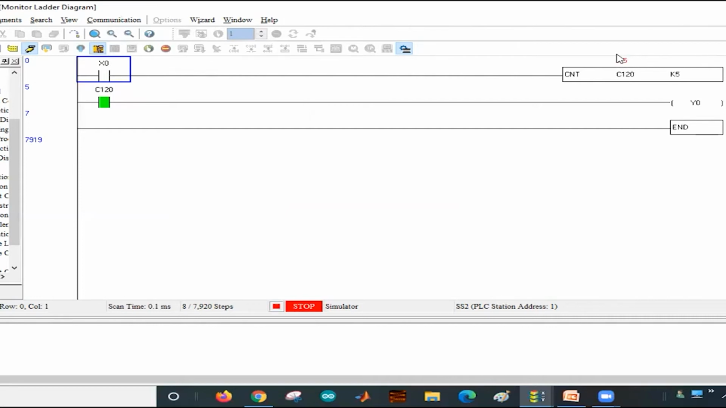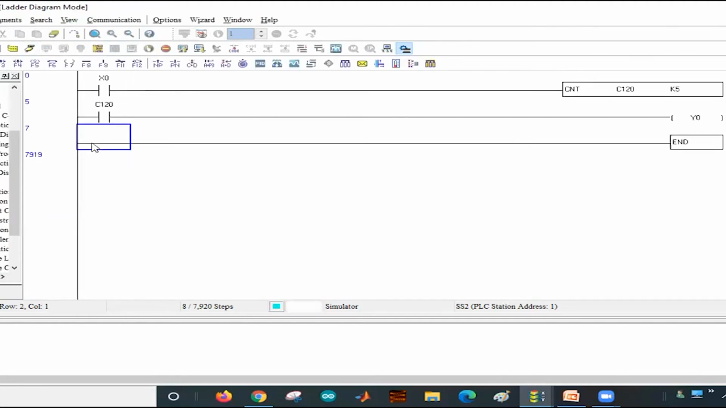Because of that reason, we have to clear this C120 whenever the target is reached. After reaching the target, if you do not clear the value, then what happens? It will count from that 500 to 501, 502, like that it will count. So whenever it reaches the target, you have to reset the counter.